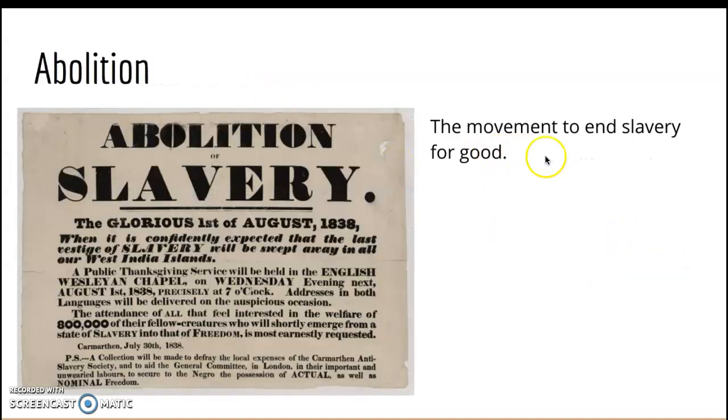Abolition, the movement to end slavery for good. Now, this idea of abolition, ending slavery, came about when President Lincoln was first elected and later became the standpoint of the American Civil War.